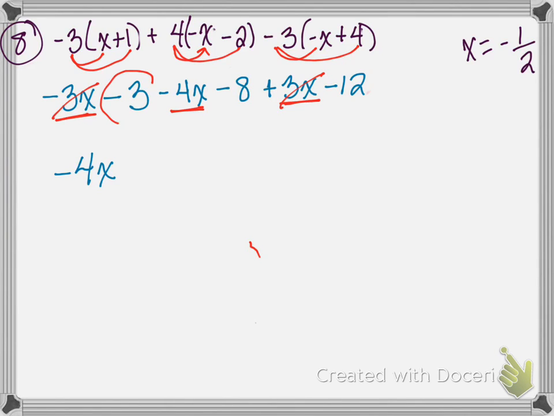Okay, I've got minus 3, minus 8, minus 12. They are all negative. Negative 3 and negative 8. We're adding absolute values because they're all negative. What's negative 3 and negative 8? Good. Negative 11 plus negative 12. Negative 23. You were very, very close. Negative 23.